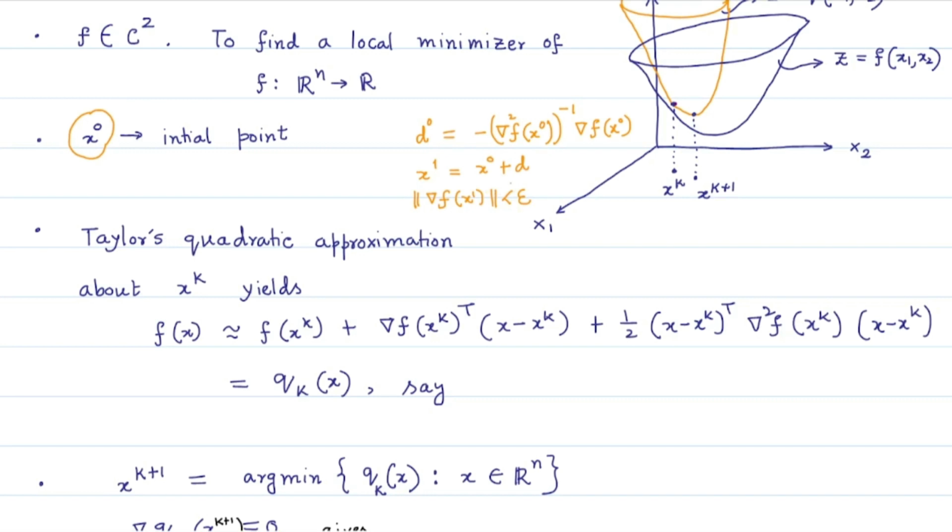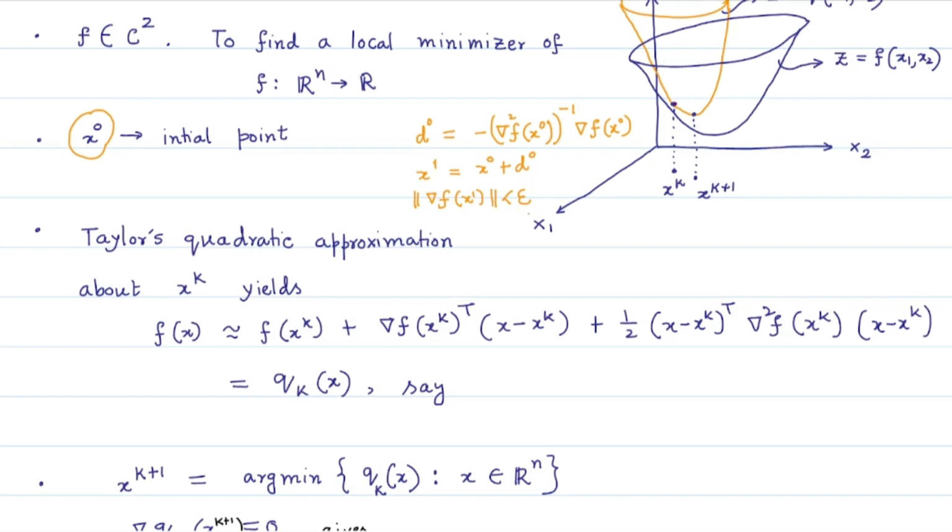But if this is not less than epsilon, then you go for computing the next iterative point x2, for which we need to find d1 at the point x1, and then x2 is given by x1 plus d1, and then you go for checking whether the gradient of the function f at the point x2 has norm less than epsilon or not.